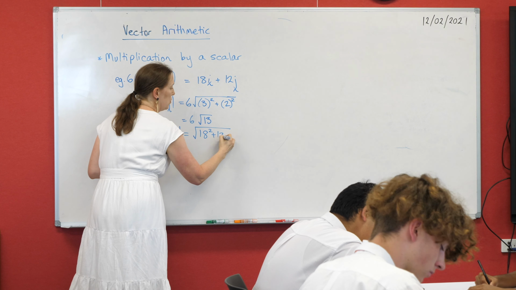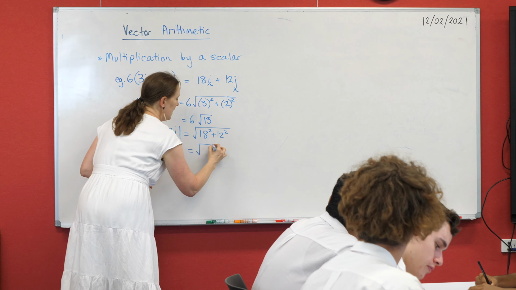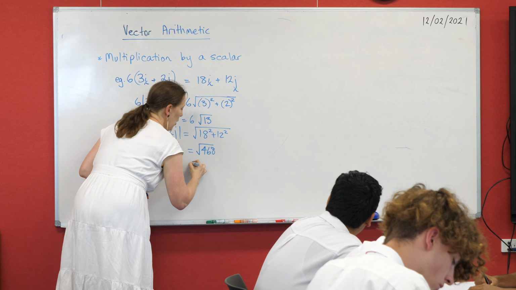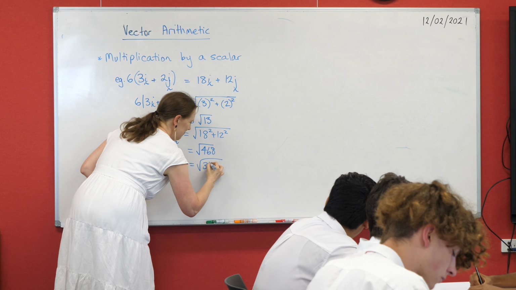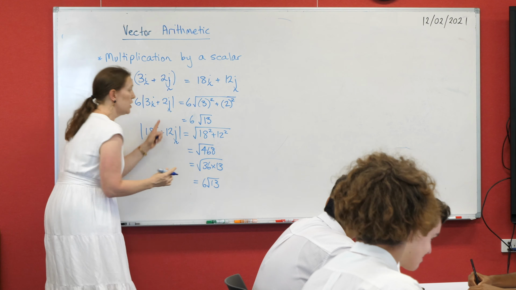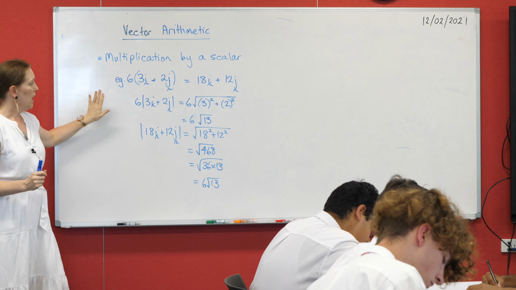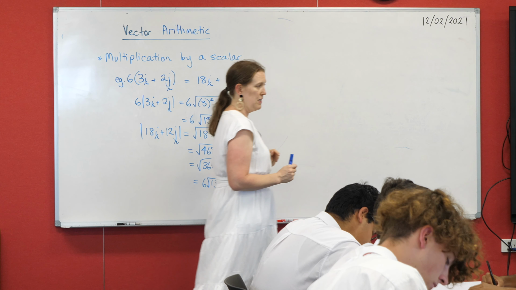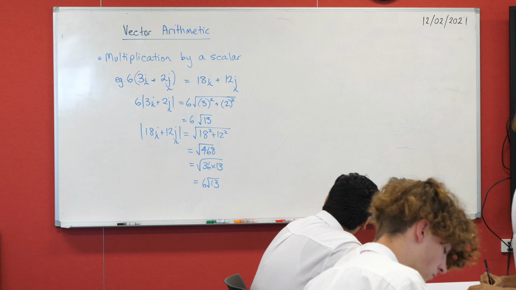18 squared plus 12 squared is? 468. 468, which I'm hoping is 36 times 13. Which gives us back our 6 root 13. So you can see that all we've done is change our magnitude when we're doing a multiplication by a scalar. Are there any questions about that particular bit of arithmetic? Okay.